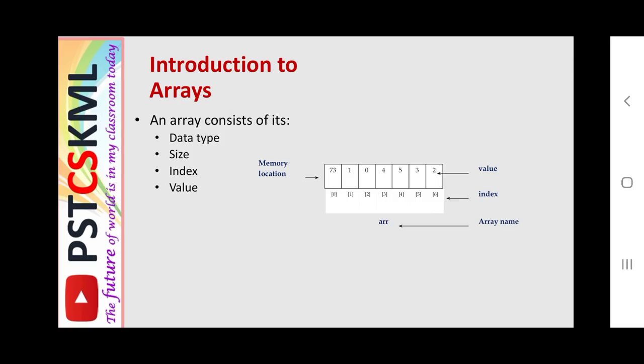We can use any suitable name. If it is considered a valid identifier, you can use it as an array's name. So for this case, we use ARR as the array name. So how many values are there? There are 7 values in this array, from index 0 until index 6.